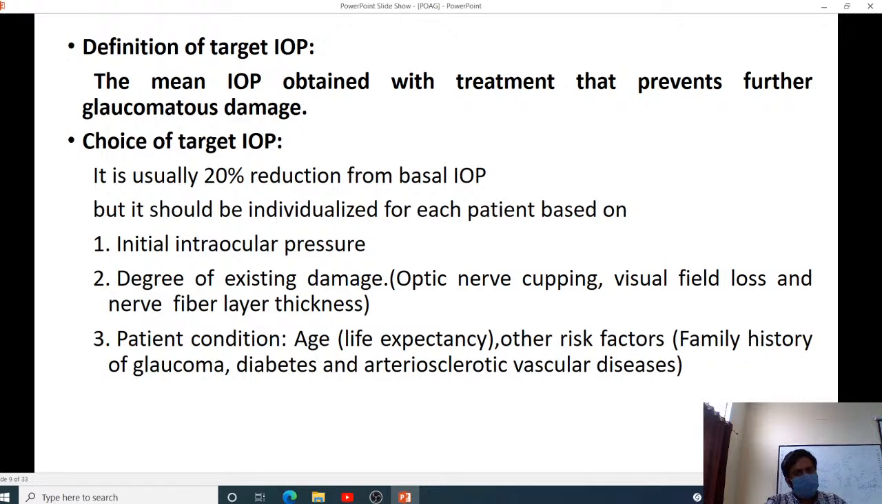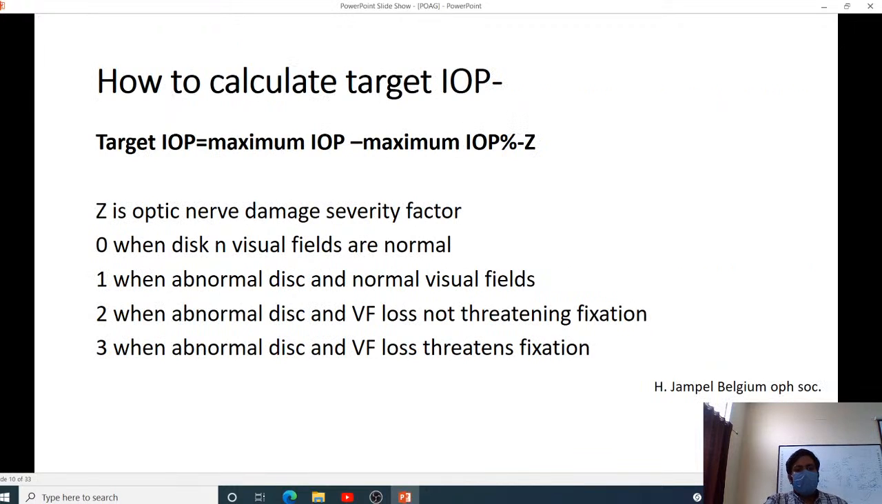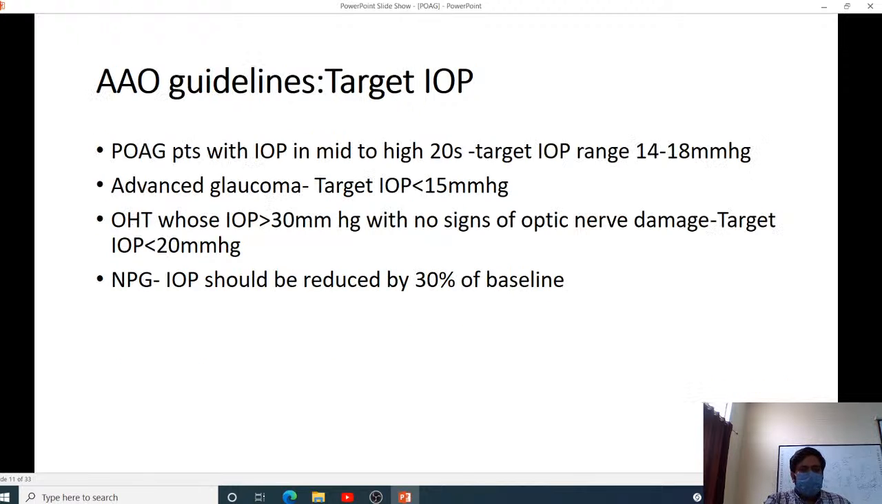It keeps on changing every time the patient comes and every time we do some investigations. So what are the guidelines for target IOPs? If the patient's IOP is mid 20s or high 20s, then the target IOP is around 14 to 18 millimeter of mercury. But in advanced glaucoma, it becomes less than 15. Sometimes it becomes less than 10 millimeter of mercury also.